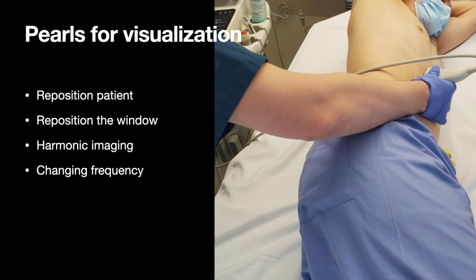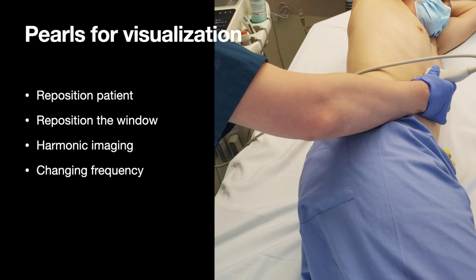If you push your probe a little bit more medially, you can kind of scoot back and see that gallbladder as you're scanning that patient, right? So repositioning the patient, either by having them breathe or having them roll to the left side, will do wonders at helping you find the gallbladder more frequently as you're scanning.